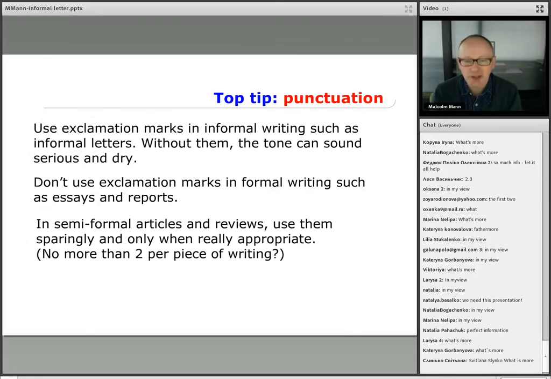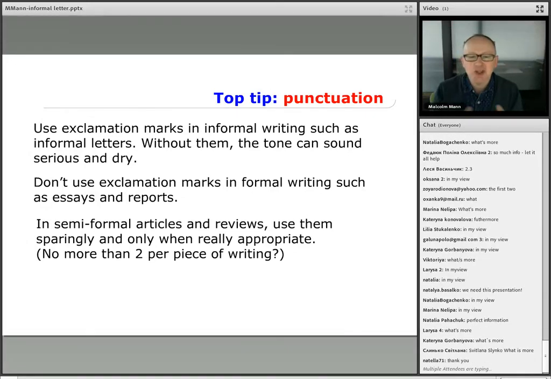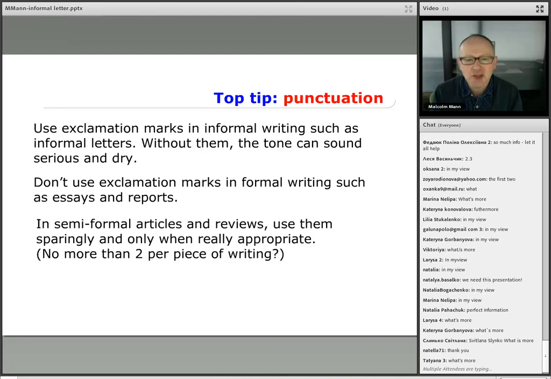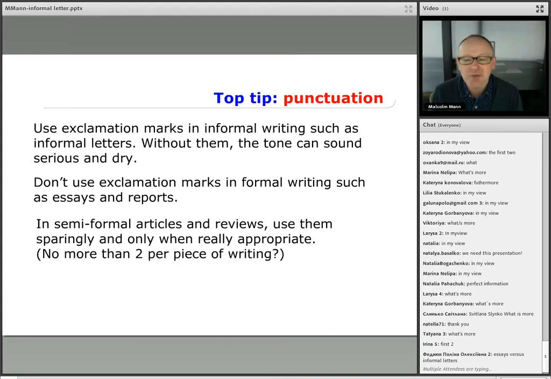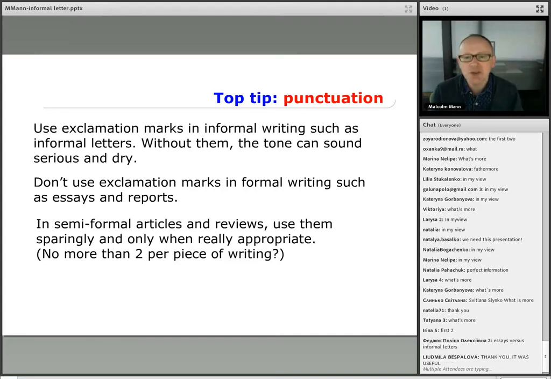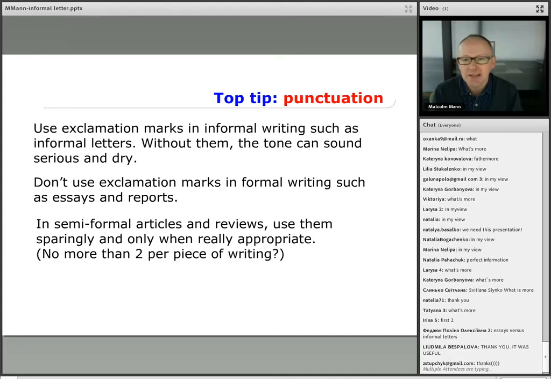And punctuation: we should remind our students to use some exclamation marks in informal writing, such as informal letters, because without them, the tone can sound very serious and very dry. So they should use exclamation marks in informal letters. They shouldn't, of course, use them in essays at all, because we never use them in formal writing.